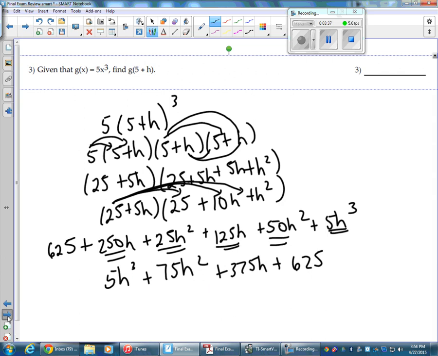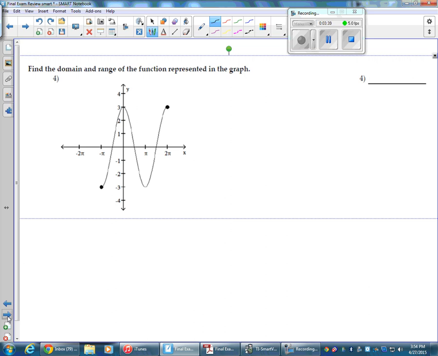All right, problem number 4. Find the domain and the range of the function represented in the graph. The domain is your x's, so you want to see where it goes on the left to where it goes on the right. So looking at my x's, I have values between negative pi and positive 2 pi on the graph. Because negative pi has a point here, 2 pi has a point here, and there's a point everywhere in between, I want to put brackets because it can touch those points: negative pi to 2 pi.